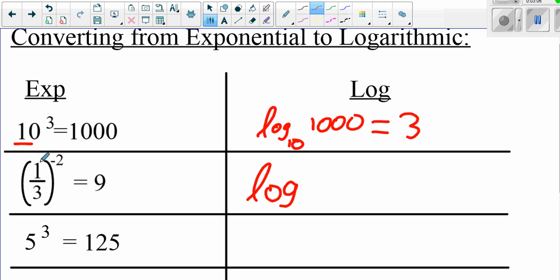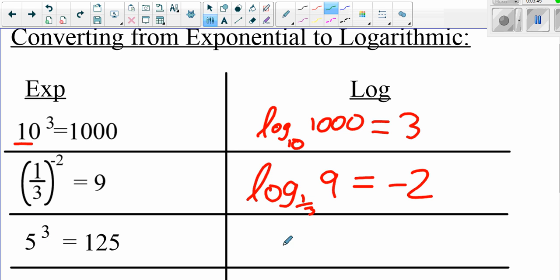So the base is the base of the exponent. So 1/3 is your base of the log. The base is the base. The answer is what goes next to the log, the 9, and then equals the exponent, -2. This is saying what exponent would raise 1/3 to equal 9. This one's saying what exponent would raise 10 to equal 1,000. And then the answer is 3. And the answer here is -2.